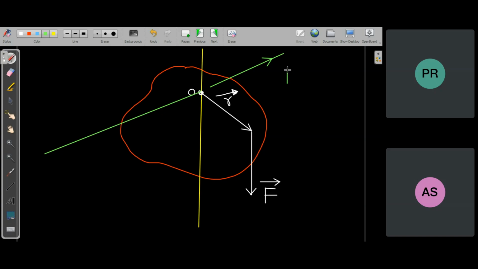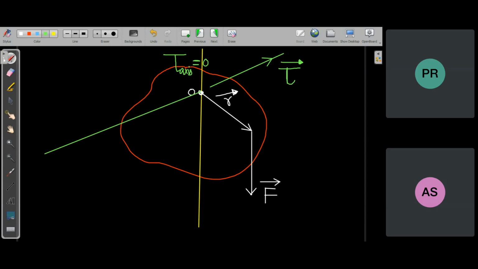Now clearly you can see that this torque vector is perpendicular to the axis. So then what is the torque due to this force about the axis? Torque about the axis is zero, because this torque vector has no component along the axis. That's why zero.